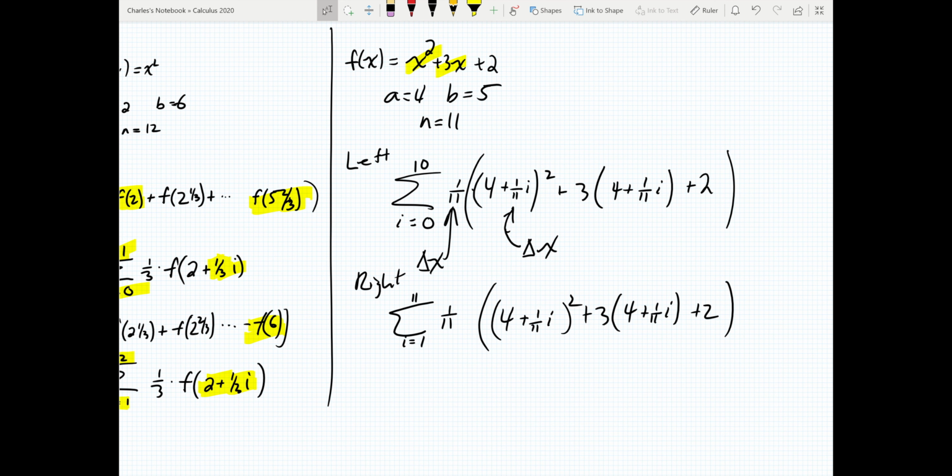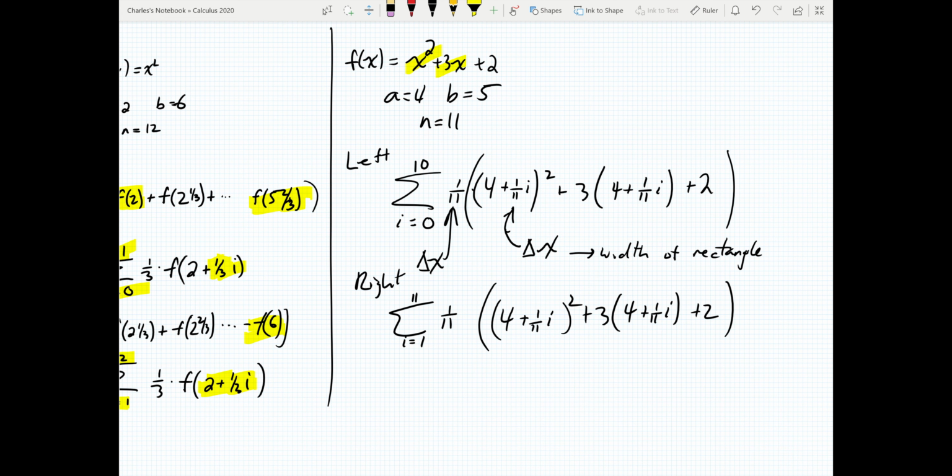So delta x is the width of the rectangle. And eventually we'll get so sick of writing the triangle, we're just going to start writing it as dx, but we're not there yet.